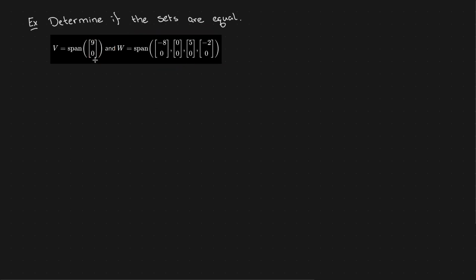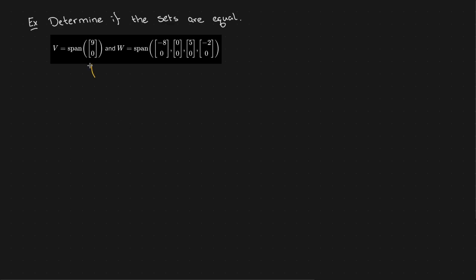Okay? So if this vector is in here, then that means that set V is a subset of set W. If each one of these vectors in the spanning set of W is in set V, then that means that W would also be a subset of V. If V is a subset of W and W is a subset of V, then the two sets are going to be equal. Okay? All right.